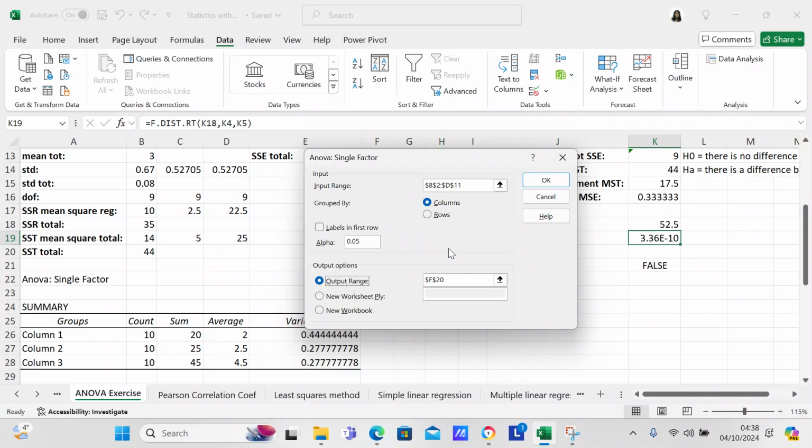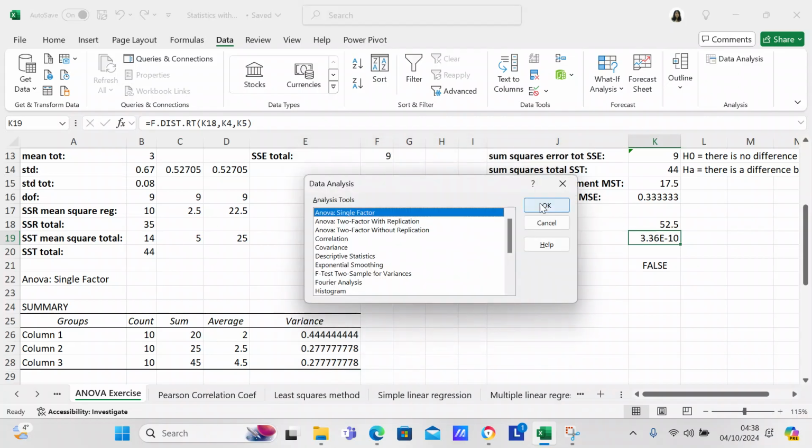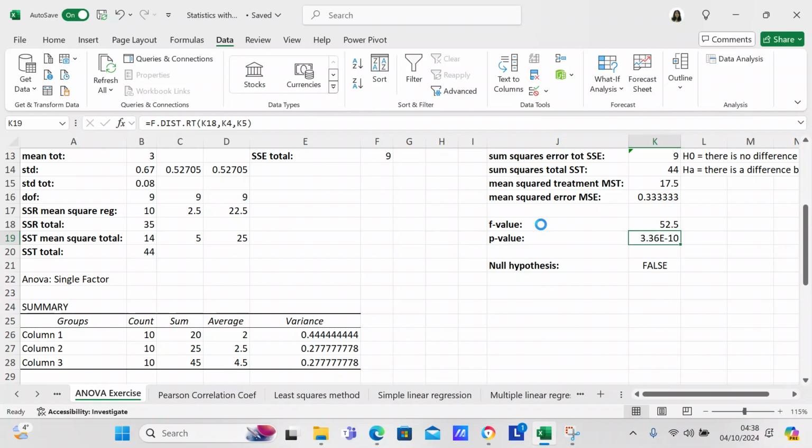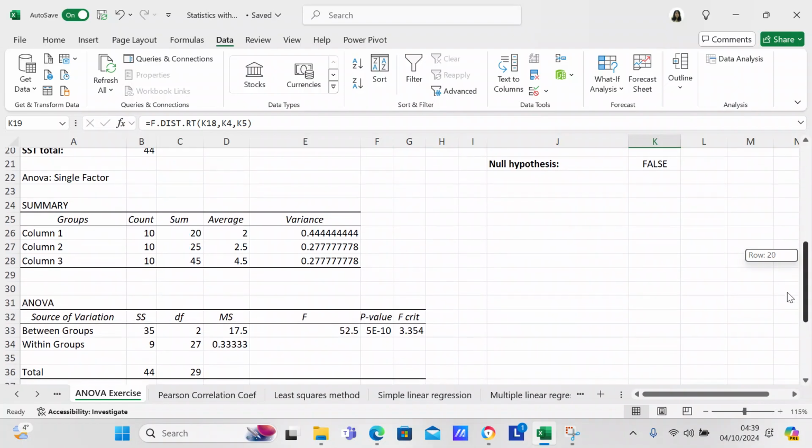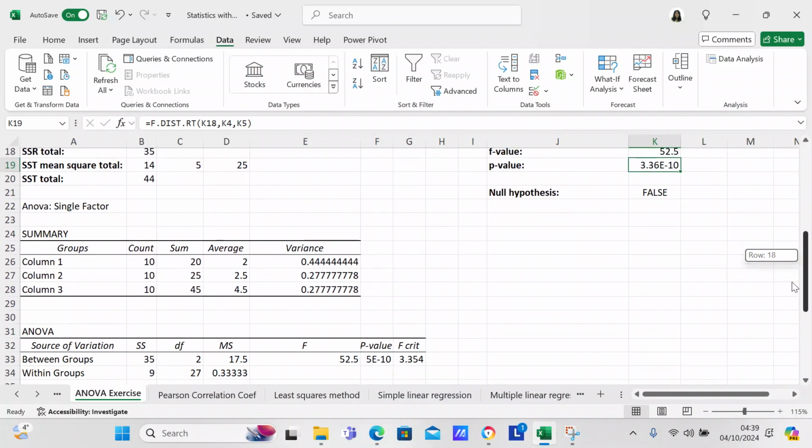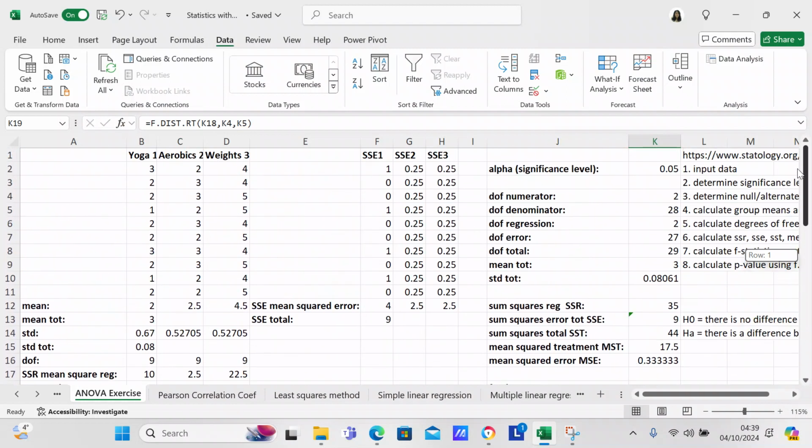Now, let's say I had said B1 to D11 and I clicked Labels in First Row, then it would give me the actual labels. But I didn't click Labels in First Row, so I didn't get that. And then you click OK, and it will calculate it for you automatically, and it's something that anybody can do. But since I've already done it, and I didn't click labels, which perhaps I should have done, the only difference is that if you don't click labels, then on column 1, 2, and 3, it would have said yoga 1, aerobics 2, weights 3. So that's the only difference.